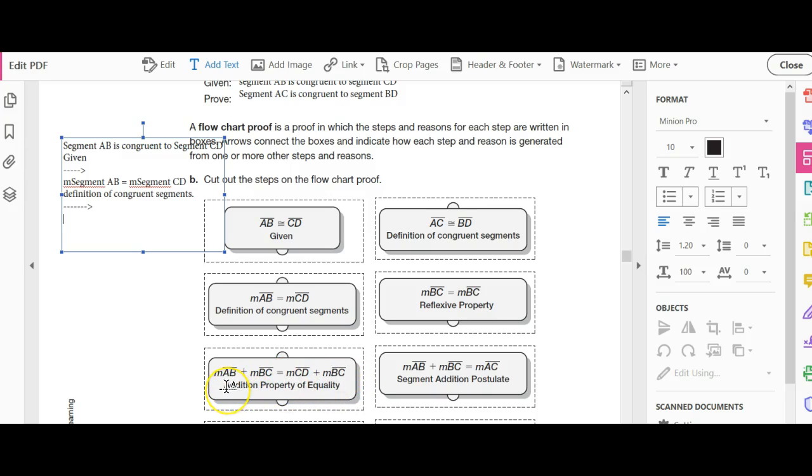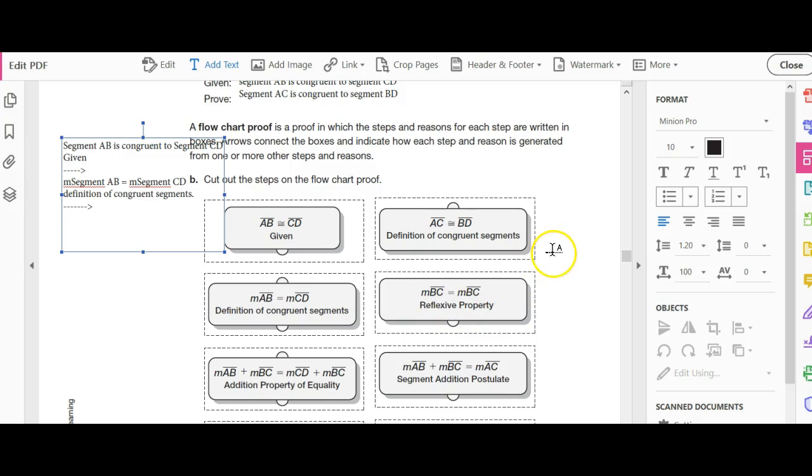And then it tells me that I'm using the addition property of equality. So in other words, I've got the exact same statement, and all I've done is add the same thing to both sides. And all I have to do in order to do this is show that the measure of BC is equal to the measure of BC, which is this property over here. So I'm going to go ahead and put this one right underneath that one, because it doesn't need anything else.